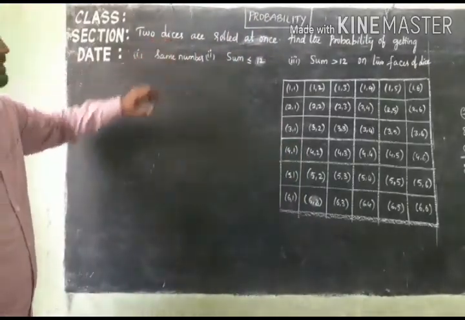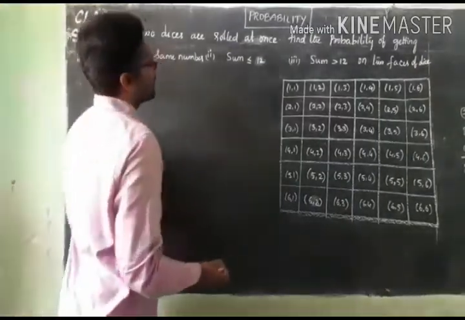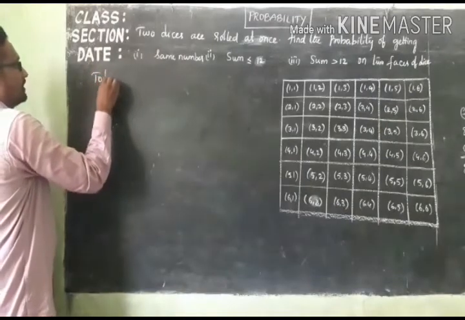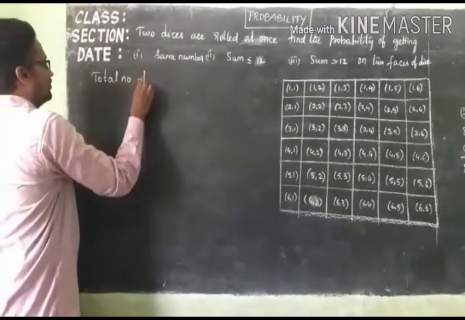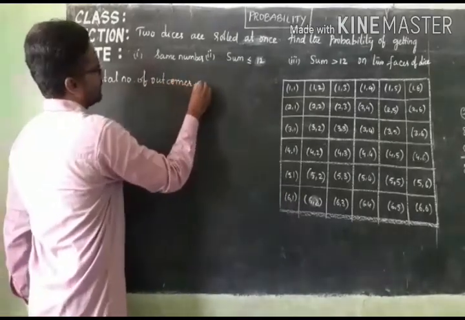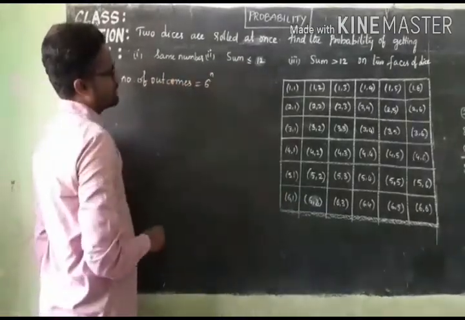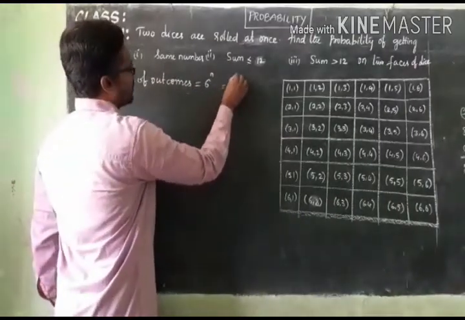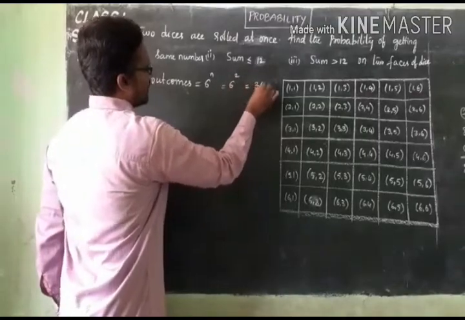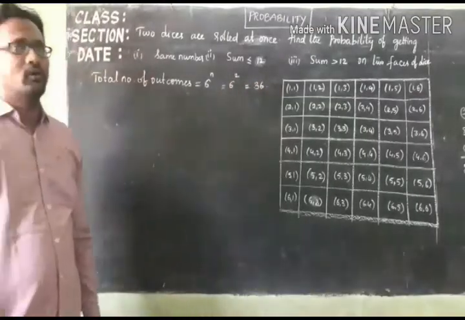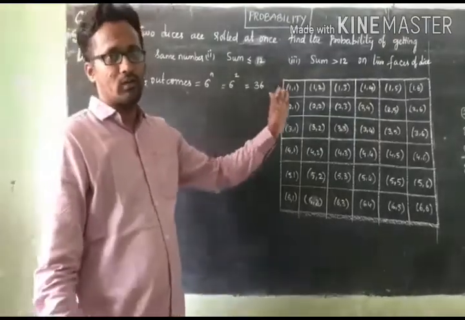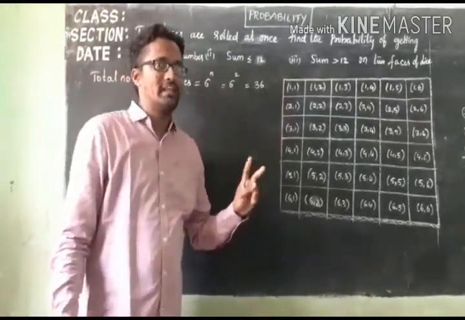Since the total number of outcomes depends upon the formula 6 power n, that is the formula for a dice problem. 6 power 2, as 2 dice are rolled, is nothing but 6 sixes are 36. So you are going to have 36 outcomes, and you can see on the board what outcomes you are going to get if your 2 dice are rolled once.